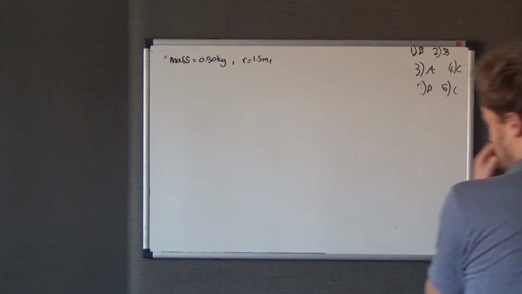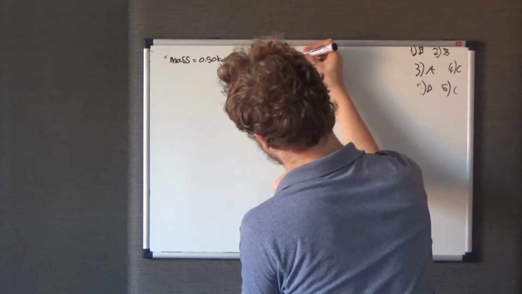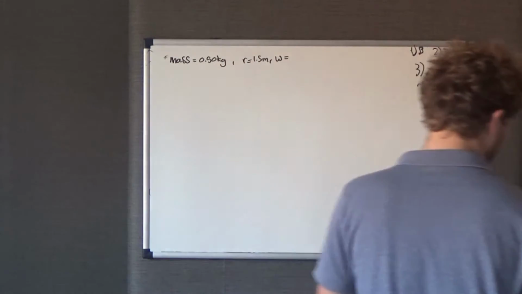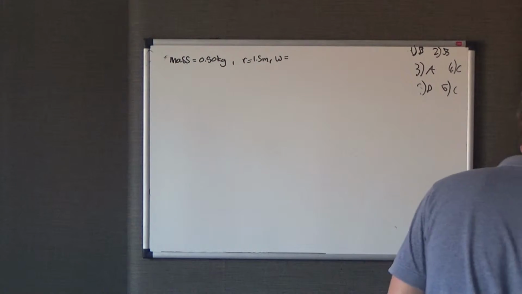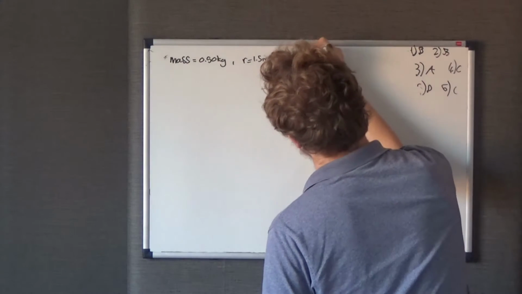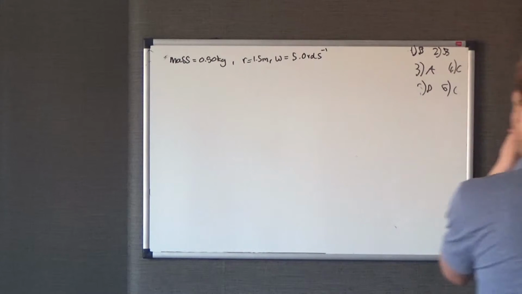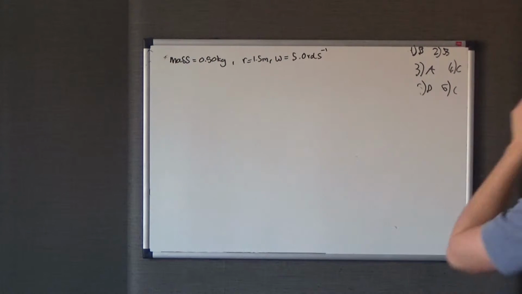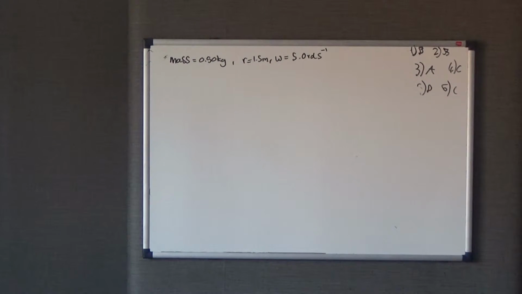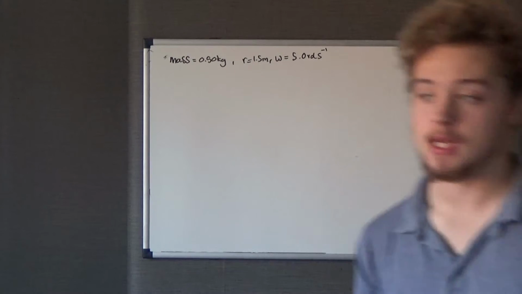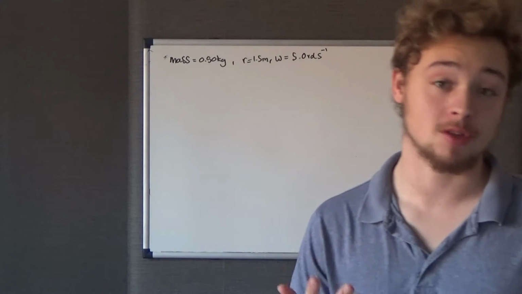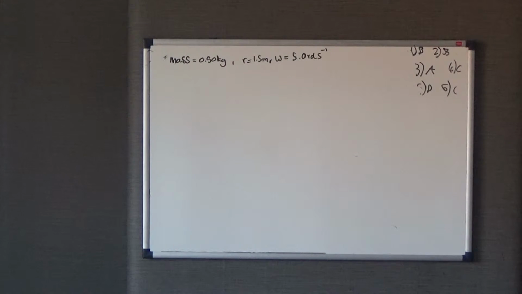And an angular speed. The angular speed is 2 pi over T, or the velocity divided by the radius, and that is 5 radians per second, or 5 rad s to the minus 1, however you want to write it. What is the maximum tension in the string? In other words, when is the centripetal force at its greatest? Obviously the force in will be equal to the force out, and the force in is the tension.